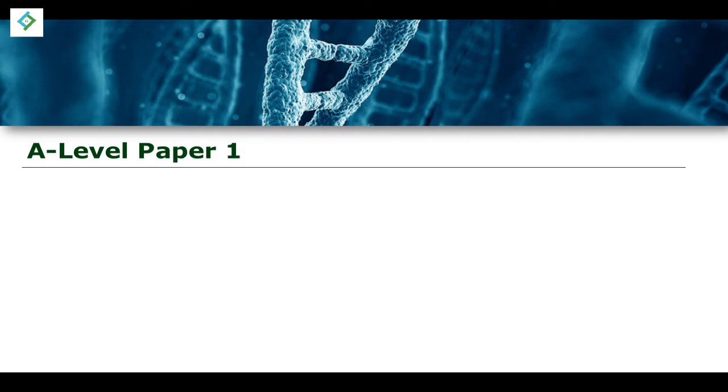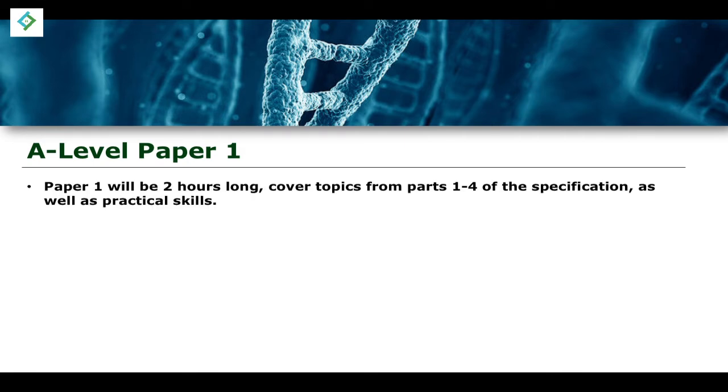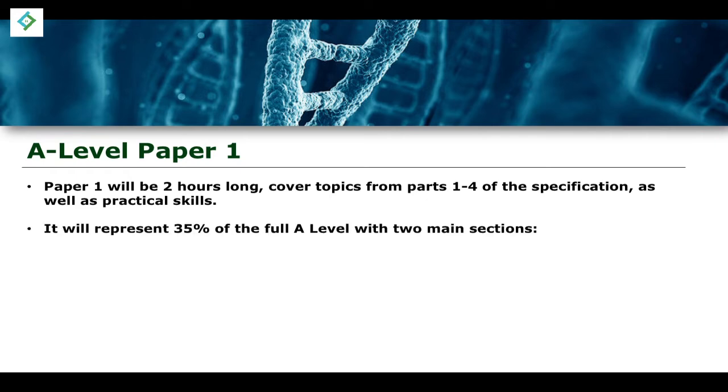So paper 1 will be 2 hours long, so it's slightly longer than if you were just doing the AS. You will cover all the topics from sections 1 to 4 of the specification, as well as the practical skills. So just like with the AS, you will cover only the AS topics within paper 1. And this paper, paper 1, will represent 35% of the full A-level.